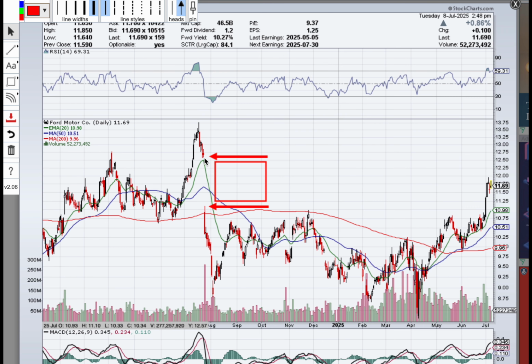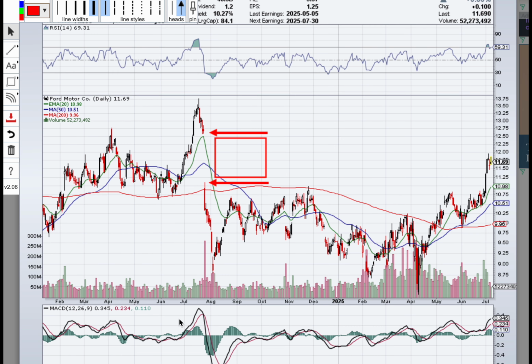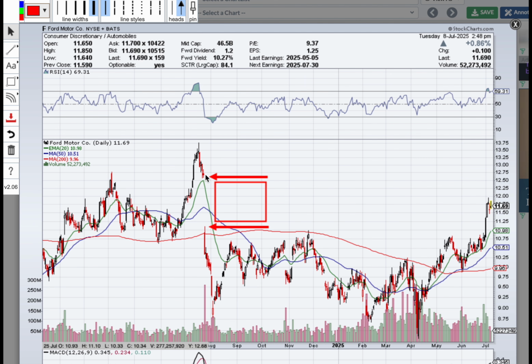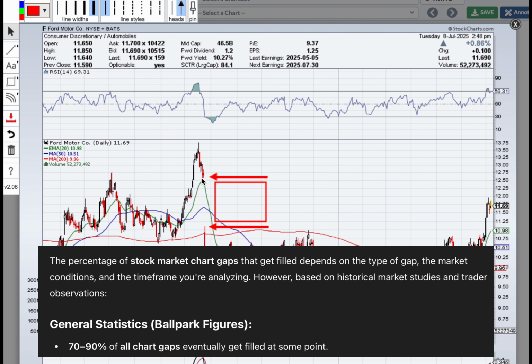In the last part of this video, I'm going to be covering gaps. And you can see here between July and August, Ford got some really bad news. I don't know what it was, but it caused the price to go from about $12.75 down to about $10.50 in one day. That leaves a gap in price like you see right here. And when it comes to gaps and stock charts, most gaps get filled over time.